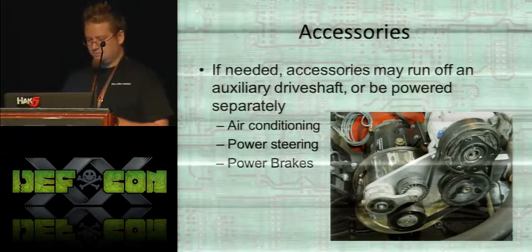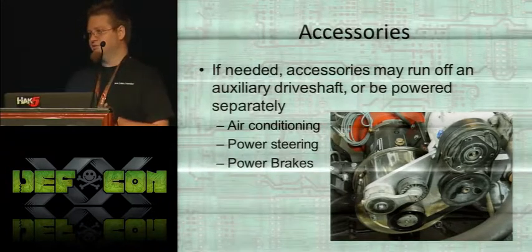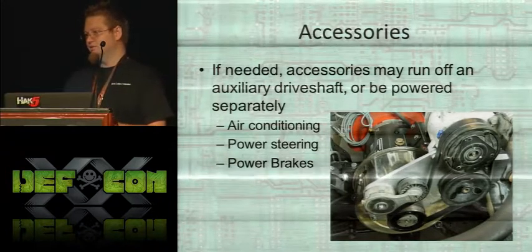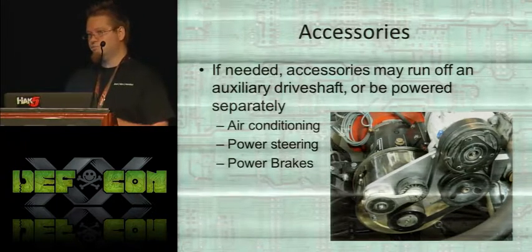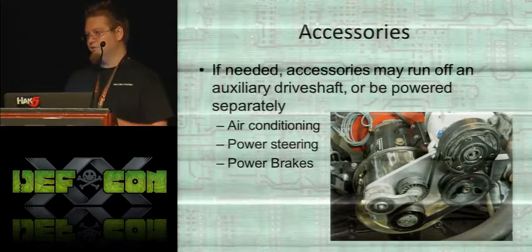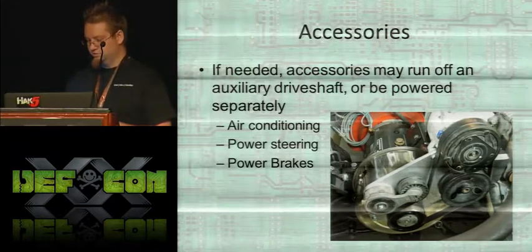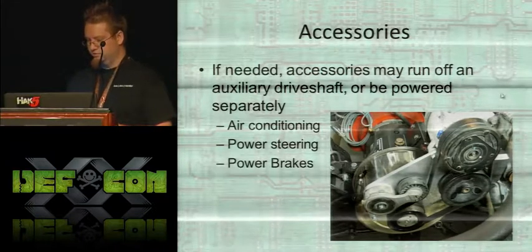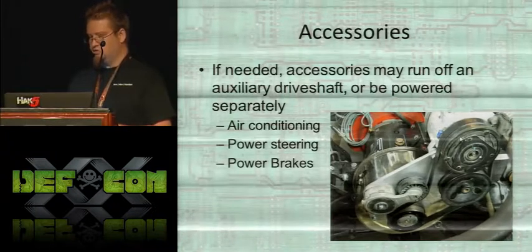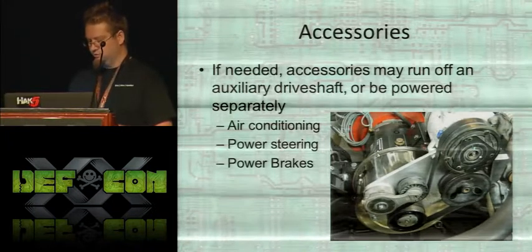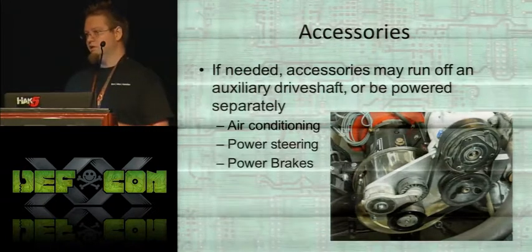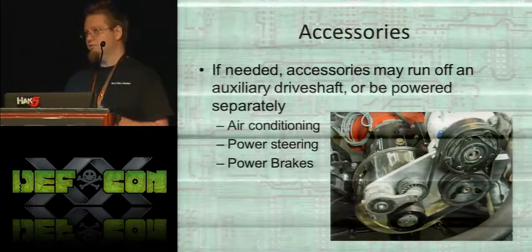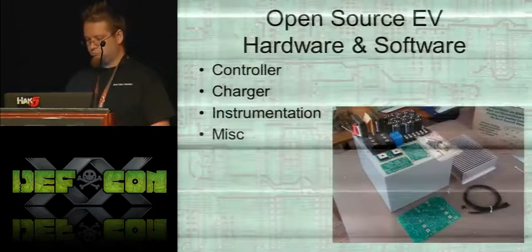So if you need accessories, there's two ways to do it. One is to drive it off an auxiliary shaft. So you have a motor where the shaft goes all the way through the motor, and you can hook up a flywheel and whatever you need to on the other side of it. So this is an example where they have air conditioner, power steering, and power brakes all hooked up to a little belt on the end of the motor. Or the alternative is you have each one connected to a separate electric motor that will run everything.